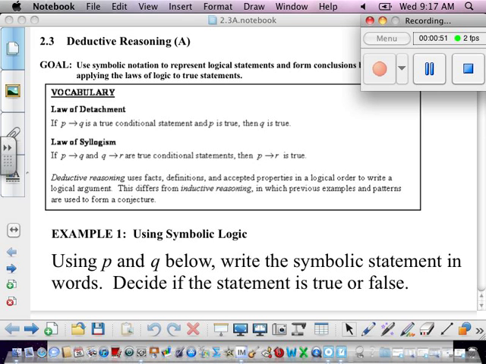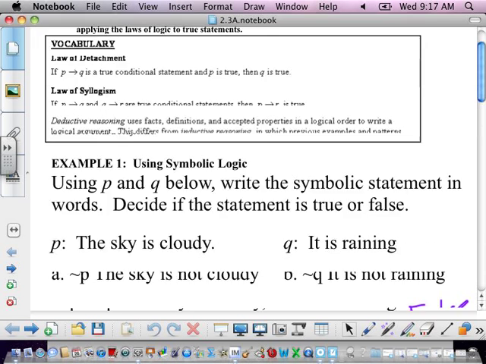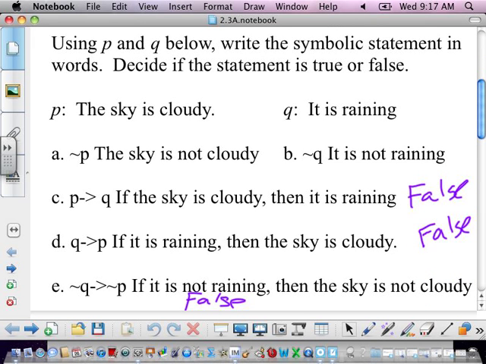So let's look at example 1A. We've got P: the sky is cloudy, and Q: it's raining. So let's look. We took P, not P. That little curve thing in front of your P is not P. And it should say the sky is not cloudy. For A, I know there's a little square there. There's supposed to be a little curve.